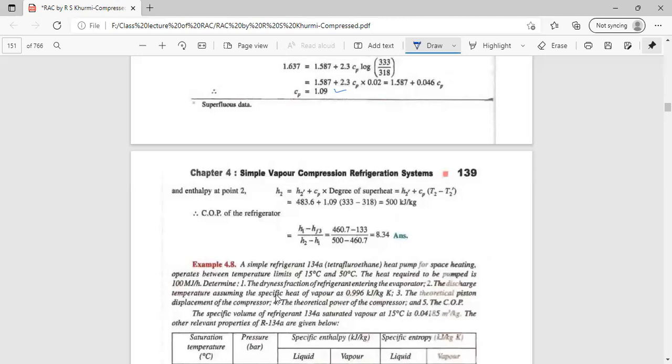So COP of the refrigerator will be like this: H2 minus H1 will be the denominator, which is the work being done in the compression starting from H1 to reaching H2. We put both of their values, 500 minus 460.7, and H1 minus H3 is the refrigerating effect, and we put down the values of H1 and H3, and we'll get the value of COP here. Now, let us go through the next problem.